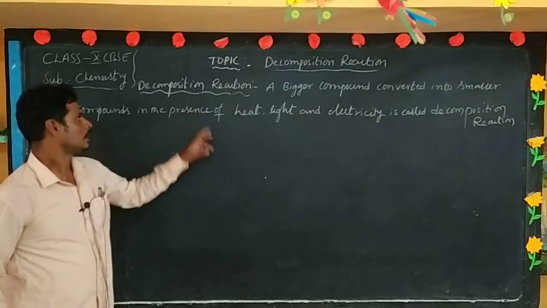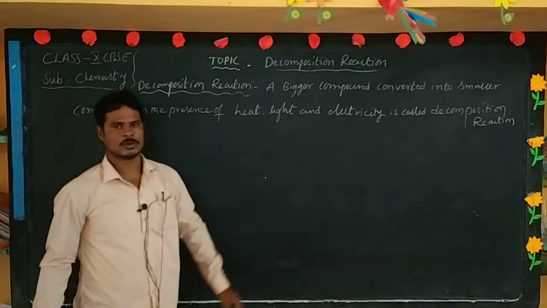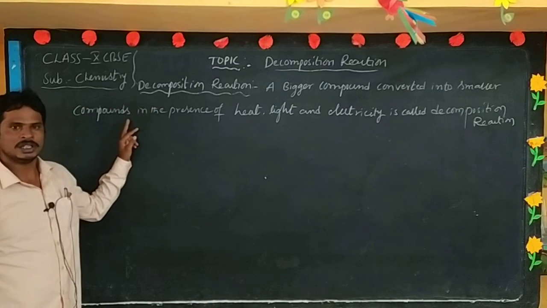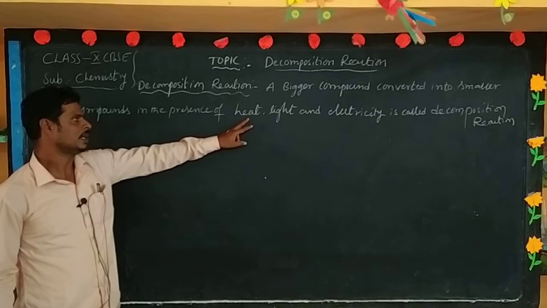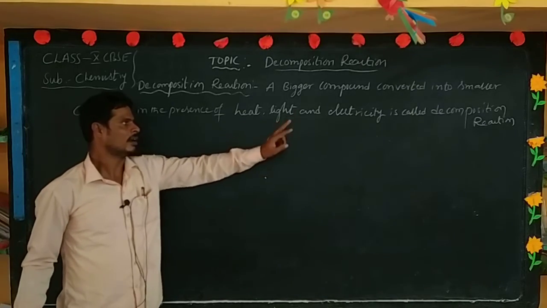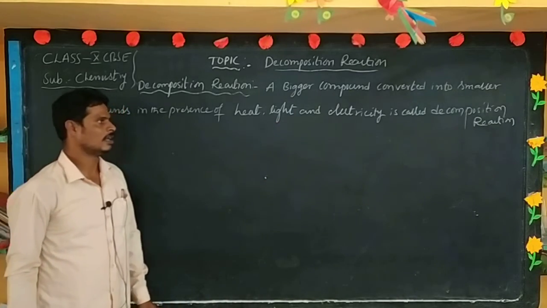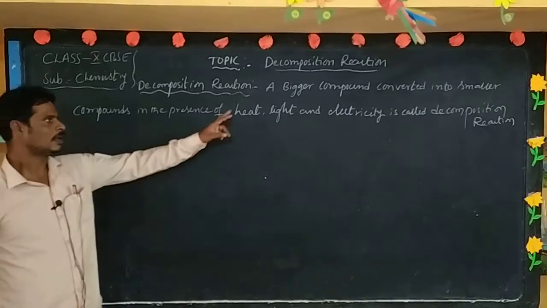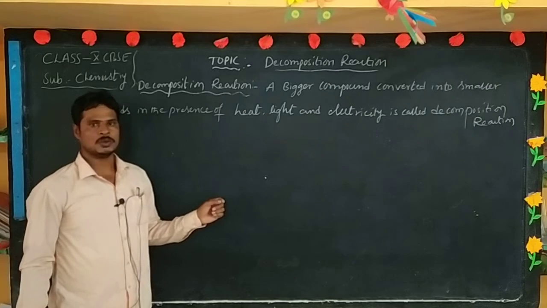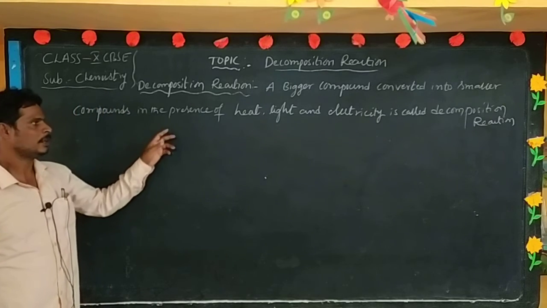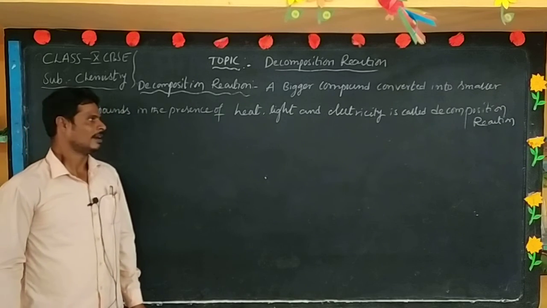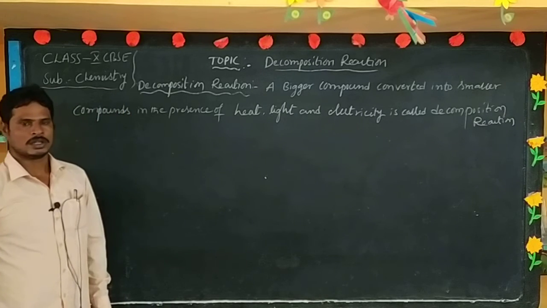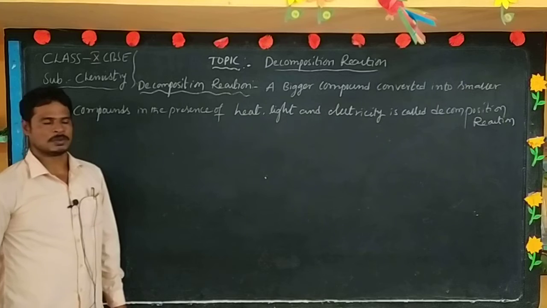So what is the definition of decomposition reaction? A bigger compound converted into smaller compounds in the presence of heat, light and electricity is called a decomposition reaction. Once again I repeat, a bigger compound converted into smaller compounds in the presence of heat, light and electricity is called a decomposition reaction. Let me take some examples.